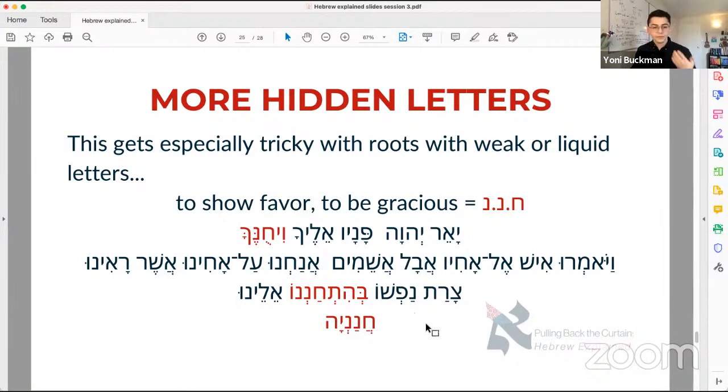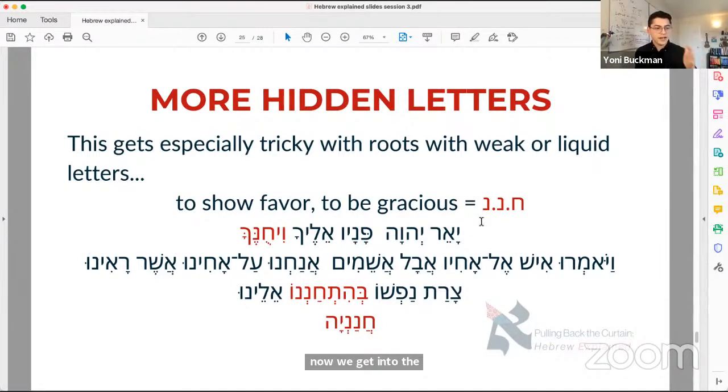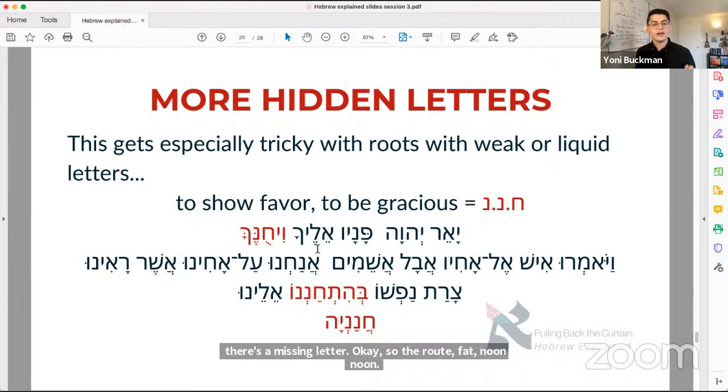Okay, so the root, chet, nun, nun, right? Some of you might have met an Israeli with the name Hanan, right? So it means to show favor, to be gracious to. Let's look at the first line here. This is from that priestly blessing. Ya'er Adonai panav elecha vichuneka.